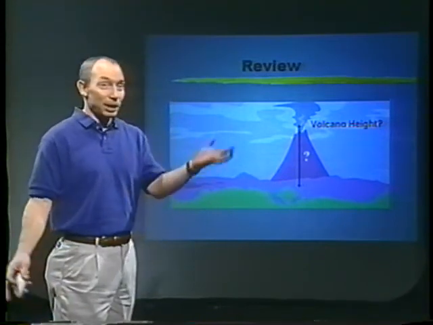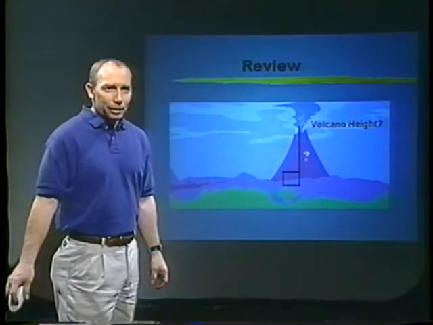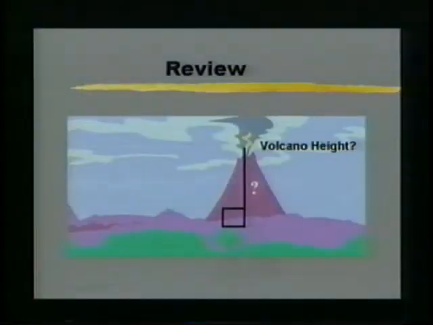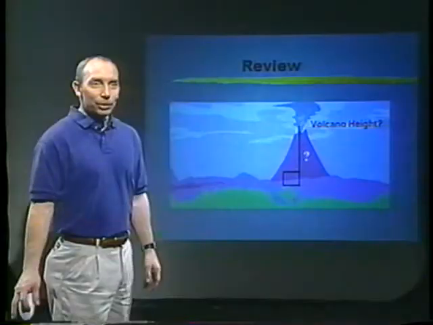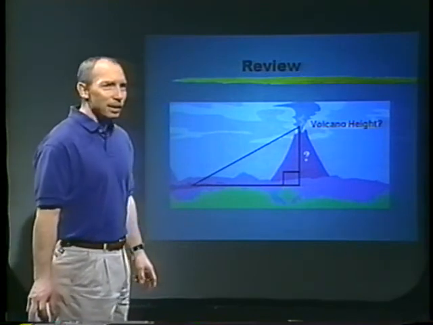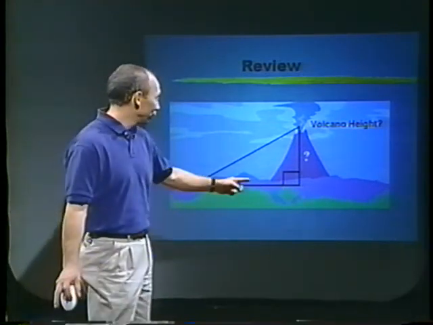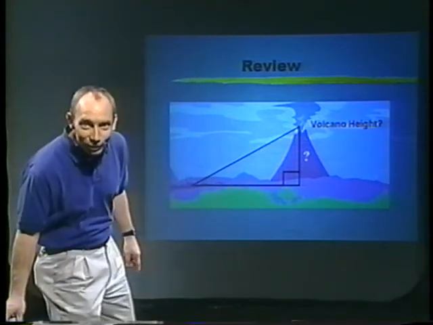We need a right triangle if we're going to use trigonometry. We know that, okay? Let's see, we need a right angle. We're going to assume that this volcano goes straight up. We're trying to measure the vertical distance, so that's a fair assumption. Okay, let's find a triangle. Let's find one of the sides that we can measure easily, and that's the side running away from the volcano.